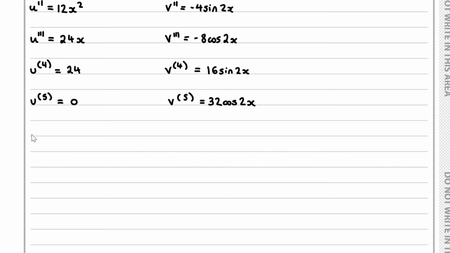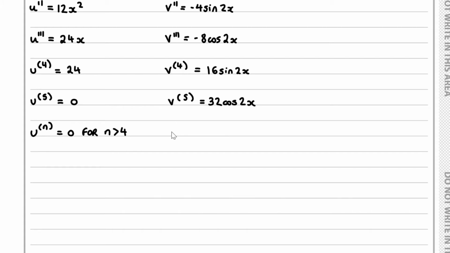And in general, the nth derivative of u is equal to 0 for n being greater than 4. So if we continue differentiating, we'd always get 0. That's because of the fifth derivative being 0. Differentiating a constant gets us 0.